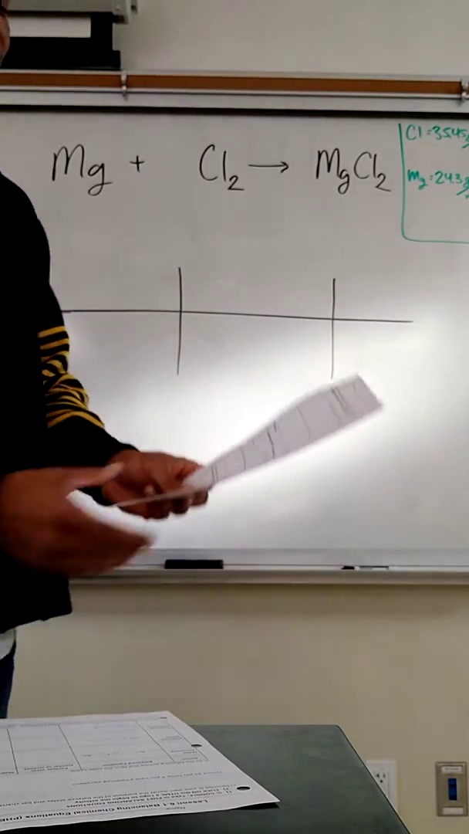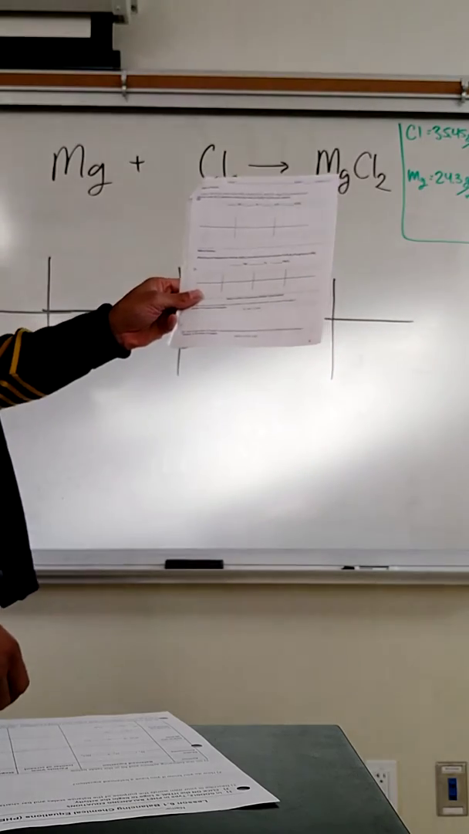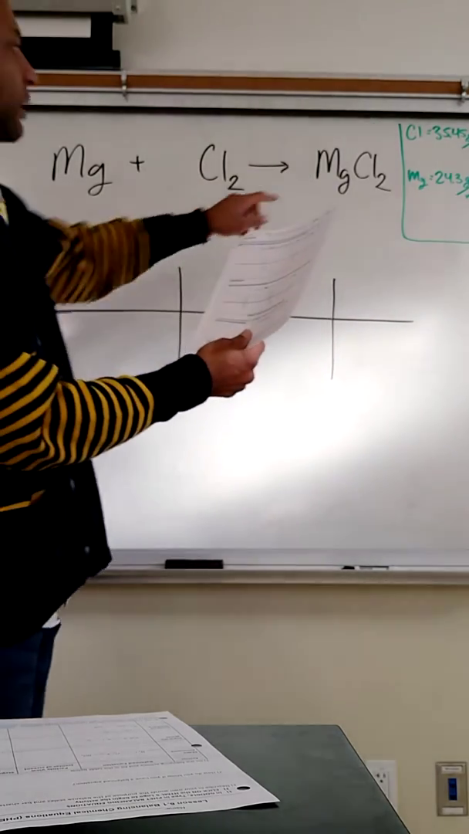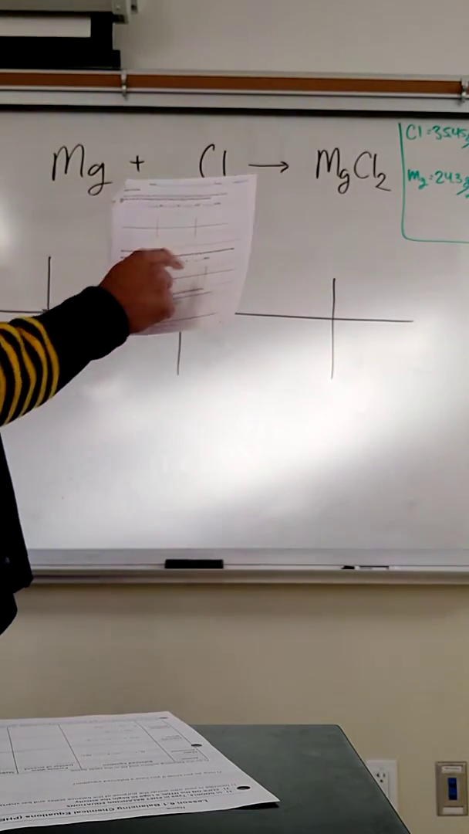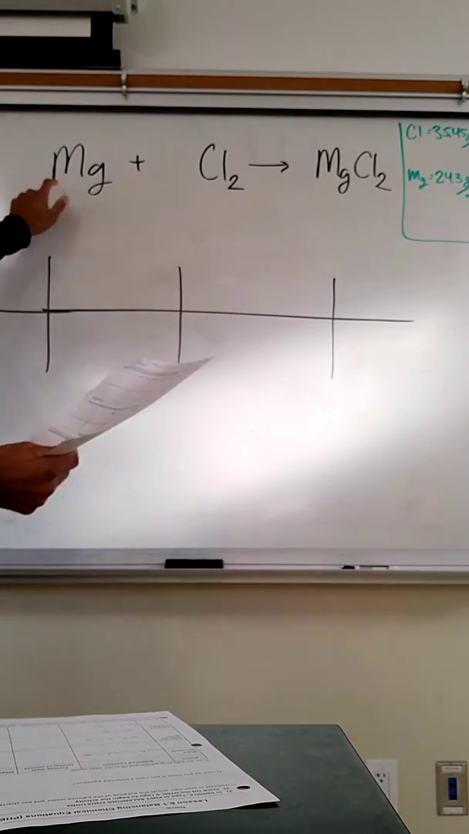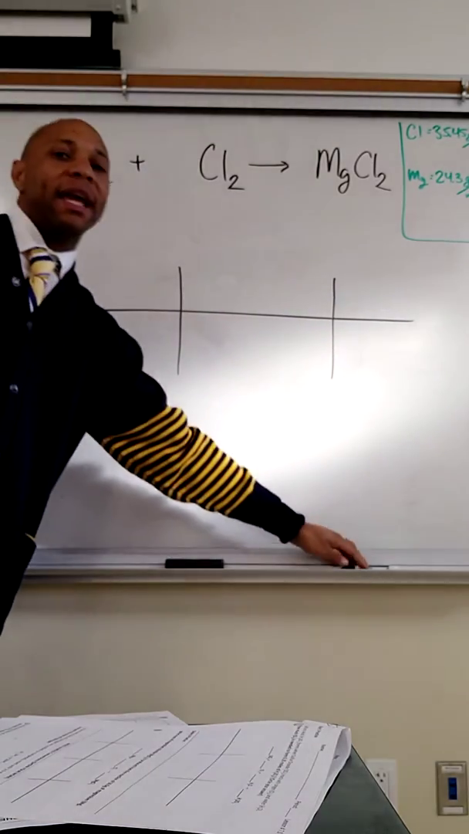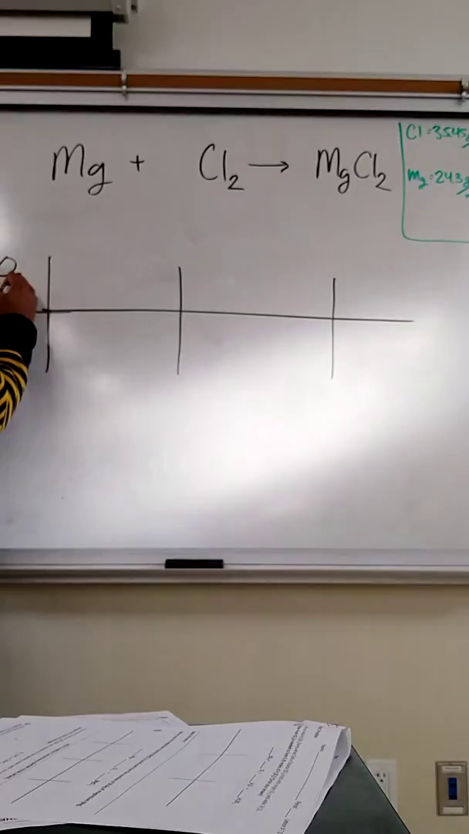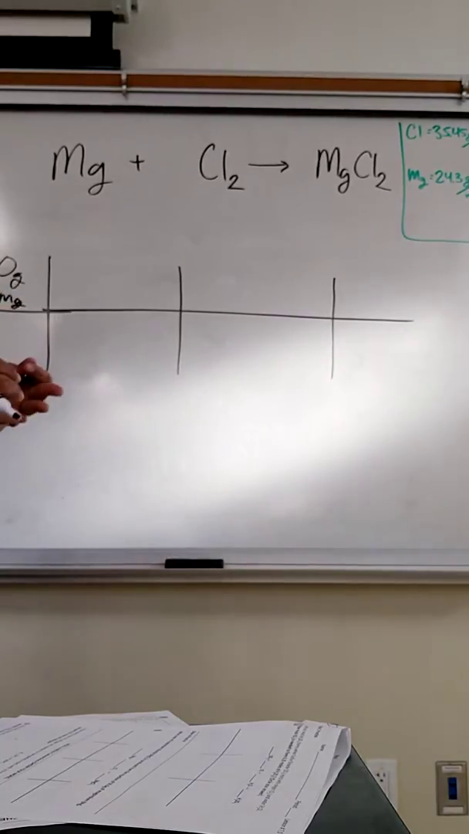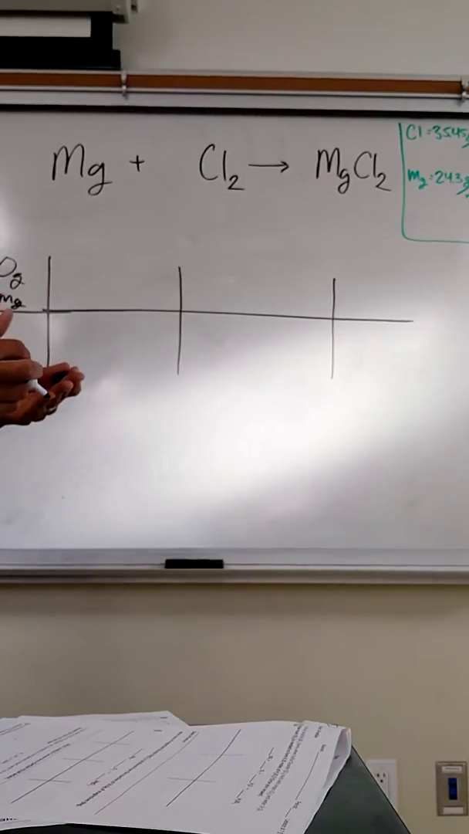In the problem I've given you here, it says what mass of magnesium chloride, MgCl2, is produced from the reaction of 50 grams of magnesium. In this top left-hand corner, I want to put what I've got, and I've got 50 grams of magnesium. Now, I don't know how much of a mole that is until I convert it into moles. And the way I do that is using its molar mass.